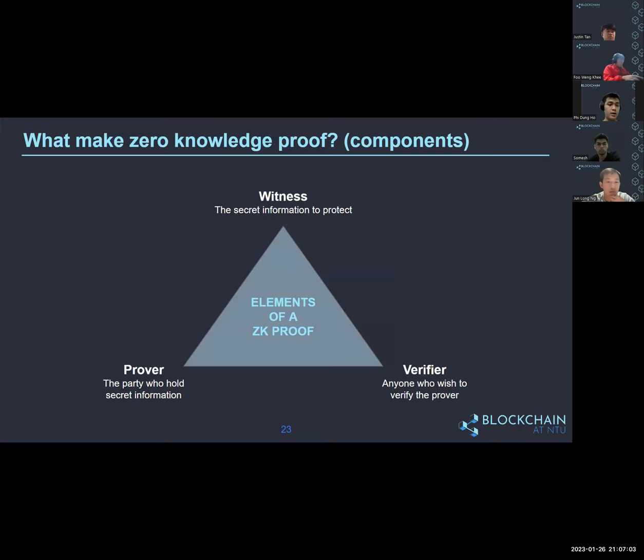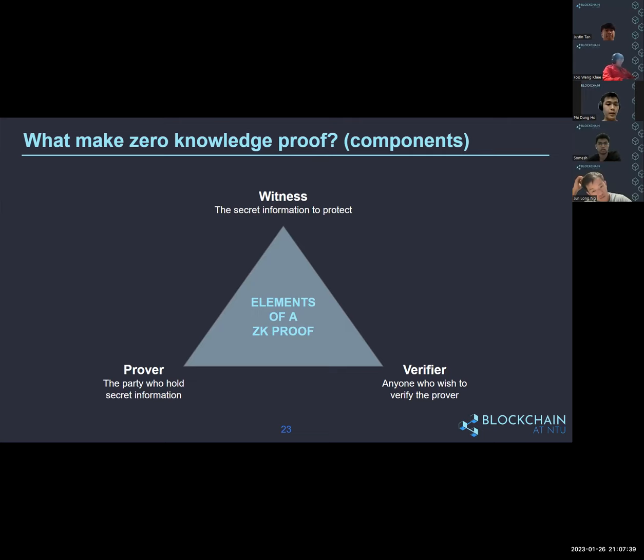In a zero knowledge proof, or ZKP, there are three components. First is the witness. It's the sensitive information that a ZK proof needs to guard. Second is the prover. It's the party who holds the witness, the party who wishes to keep their information secret. And finally, there is the verifier. It's another party who wants to verify whether the prover actually possesses the information.